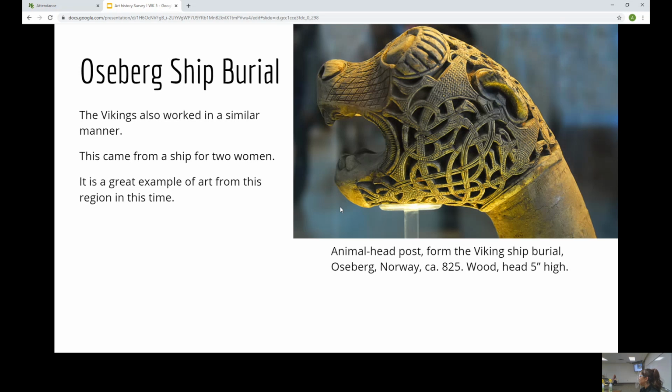Of course, on a ship would have been a whole bunch of precious objects as well, just like the Sutton Hoo ship. We don't know who the 2 women are. 2 important females from the society, who knows? But it's another great example of them combining animal imagery with a lot of organic patterns and motifs. These patterns and motifs will be adopted by the Christians in that region later, which is why I'm kind of emphasizing it right now.